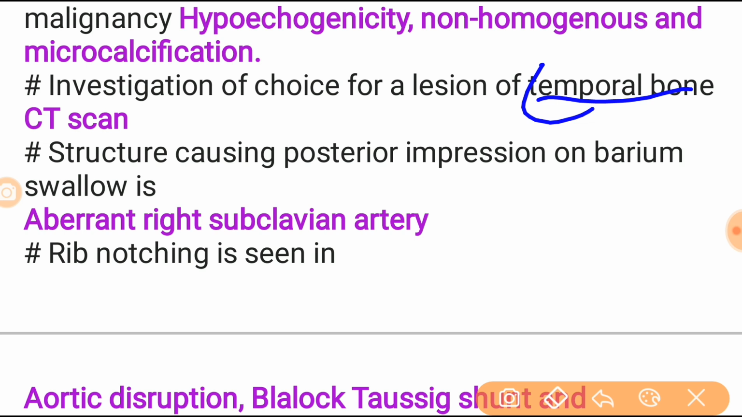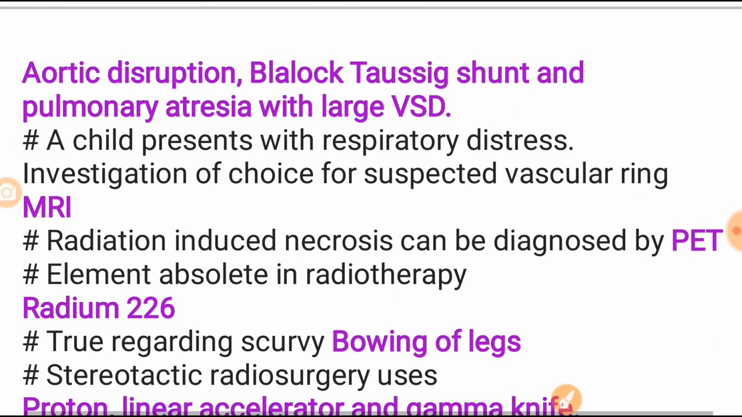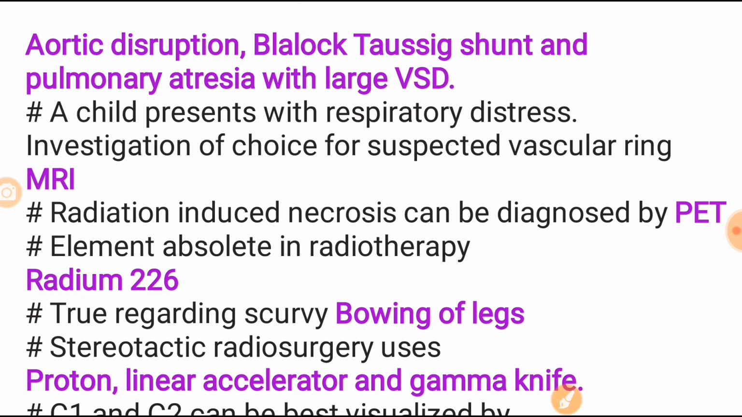Rib notching is seen in, so you have to remember all these cases: aortic coarctation, Blalock-Taussig shunt, and pulmonary atresia with large BT shunt. Next is a child presenting with respiratory distress. Investigation of choice for suspected vascular ring will be MRI.